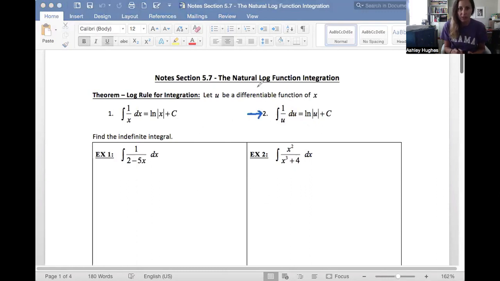So actually, before I jump into this, what I really like to do is show you several examples and see if you can notice the pattern. Okay, so let's see.